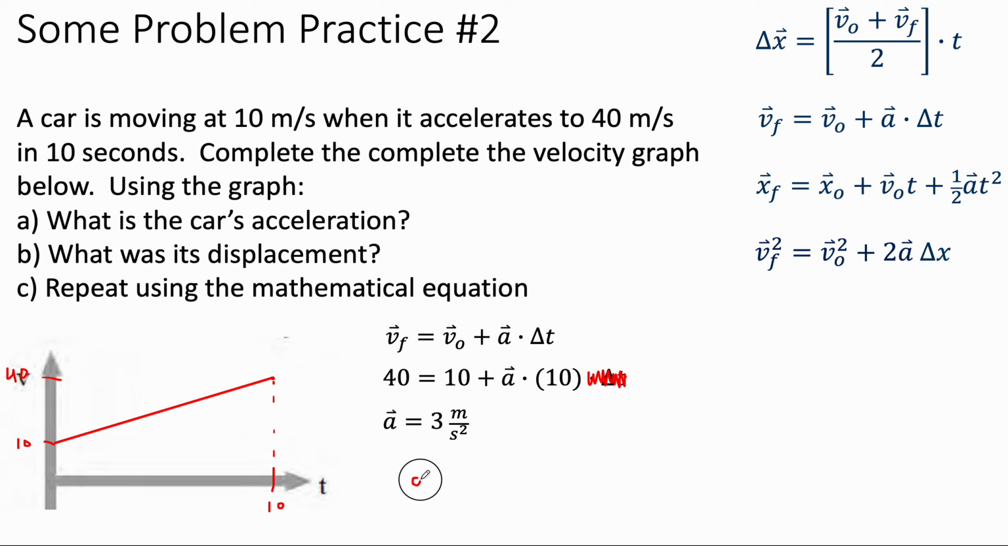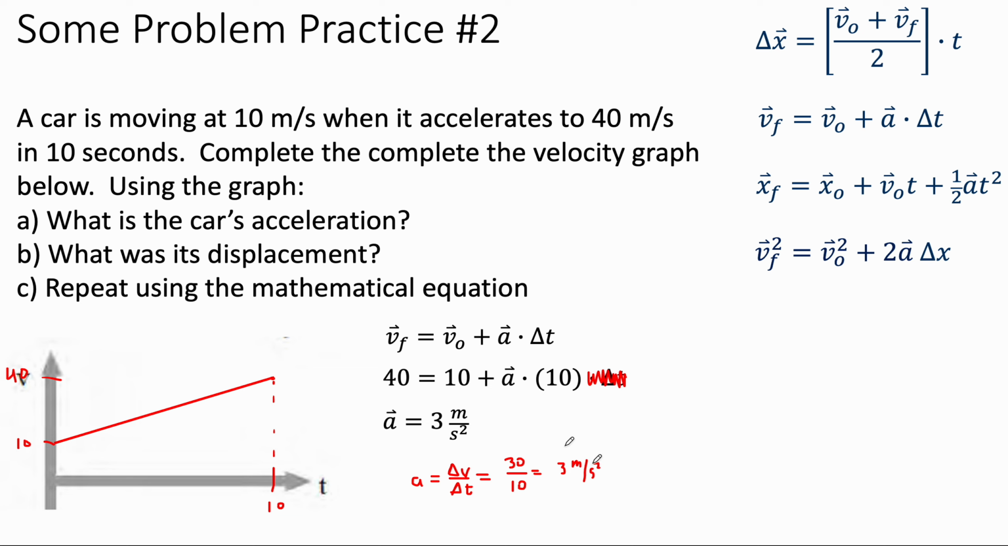Please note you could also get that by just using the definition of acceleration, which is the change in the velocity over the change in time. In this case, how much velocity does the car gain? Well, it goes from 10 to 40, so it's gaining 30. I'm going to leave off units here, in 10 seconds. Oh yeah, it's the same equation, 3 meters per second squared, and the same answer.